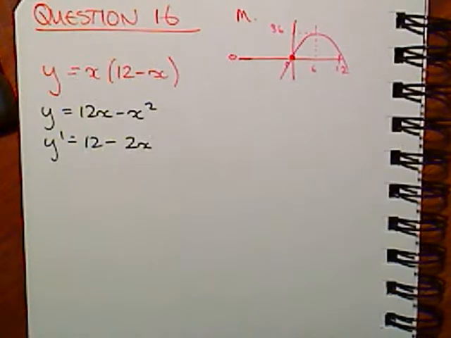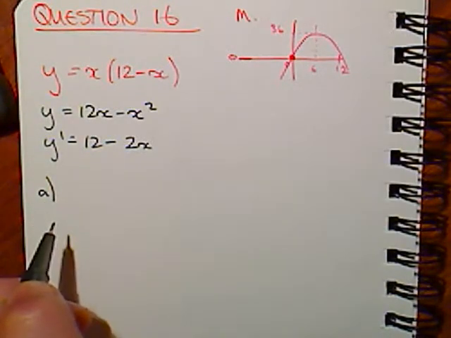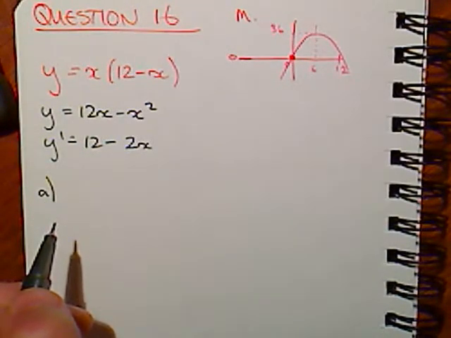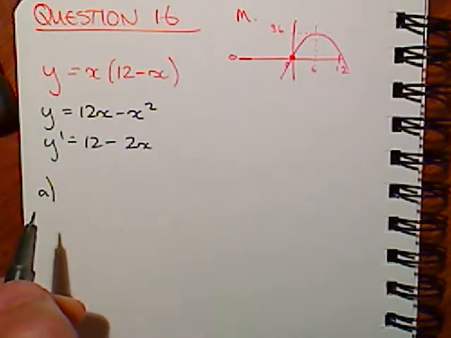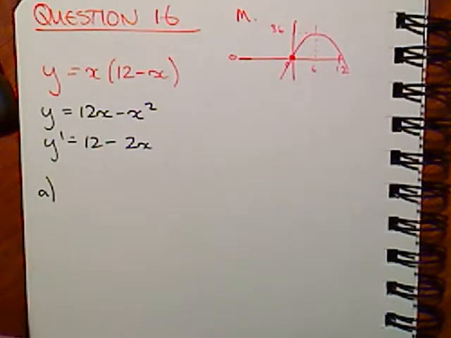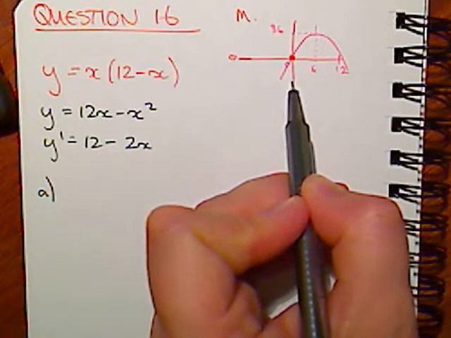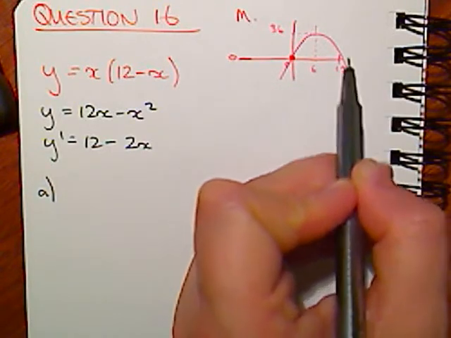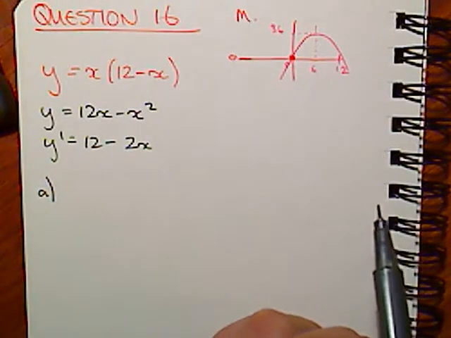Now we have some questions to answer. How far from the origin does the ball land if the ground is level? If this is distance across, then we would say that it lands 12 meters away.